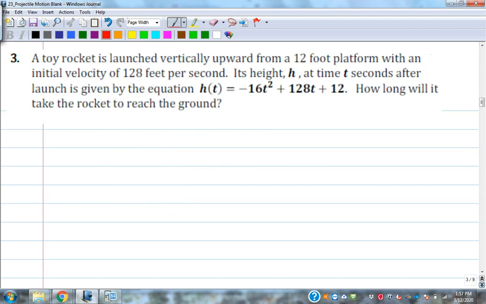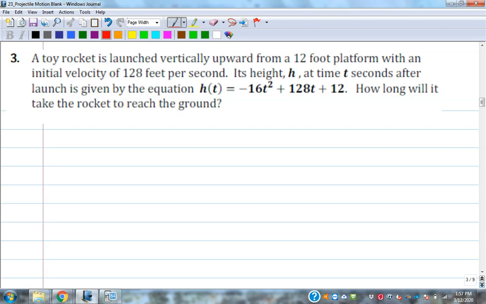All right, let's launch a rocket here on number 3. A toy rocket is launched vertically upward from a 12-foot platform. And the initial velocity is 128 feet per second, the height, and they give us the equation. All of that stuff there in the first 2 sentences is useless because they've already given us the equation. If we had to build the equation, we'd have to know that stuff. But they built that. How long will it take the rocket to reach the ground?